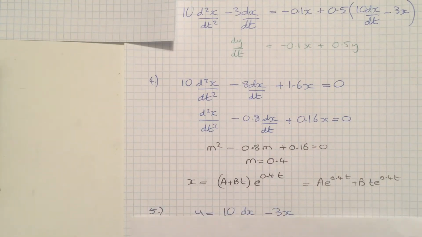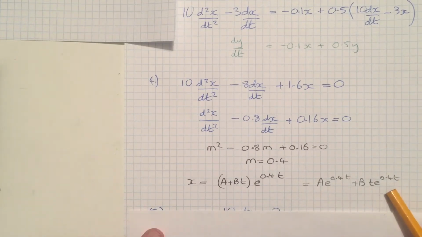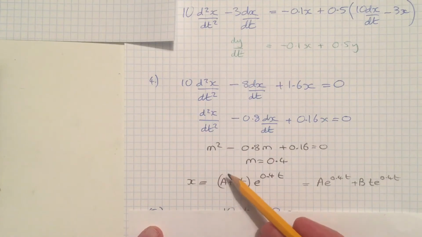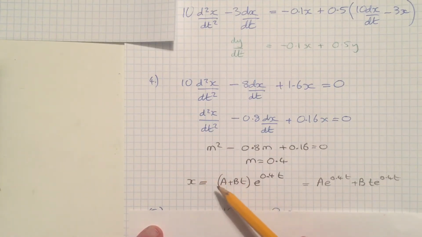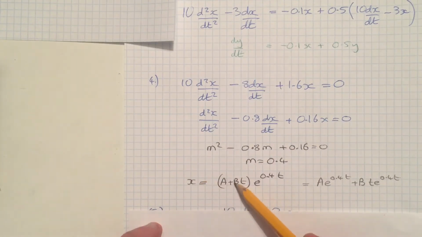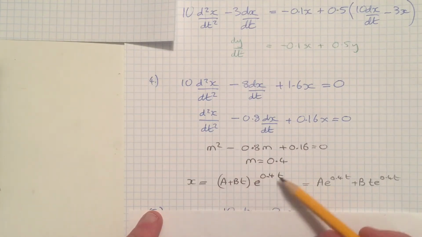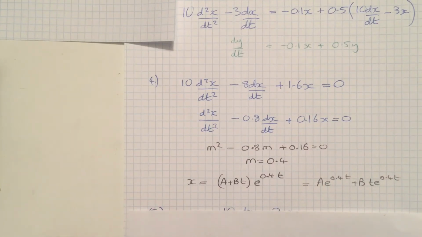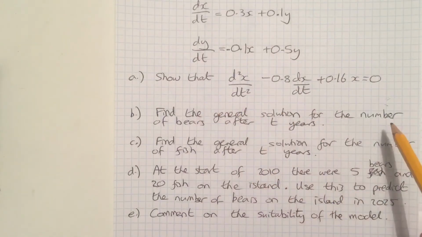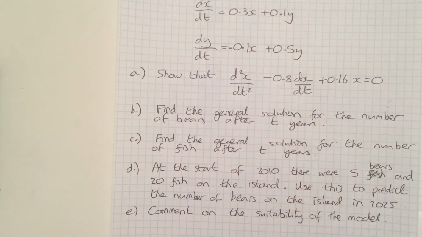So this is my general solution for the bears. x is the number of bears. So if I can work out the values of a and b, which I'll do in a little while, then I can substitute values of t in, and that'll tell me how many bears there are at that time. So that is the answer to part B of this question, the general solution for the number of bears.